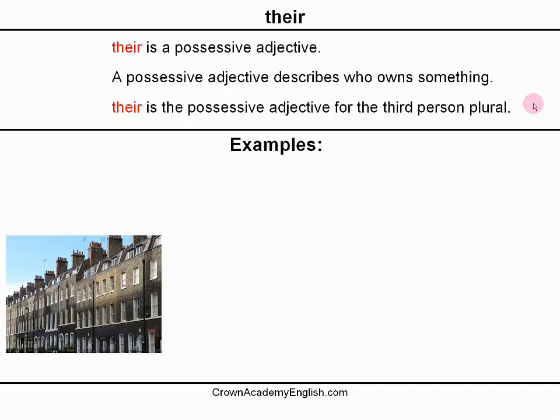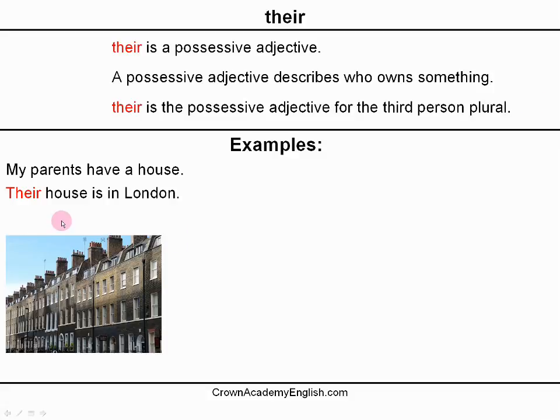Examples. My parents have a house. Their house is in London. So their house means the house of my parents. Okay? So we are describing the possession of the house. Who owns the house?